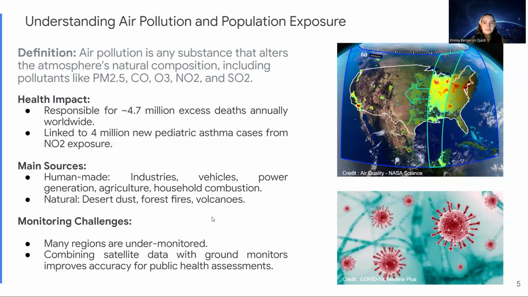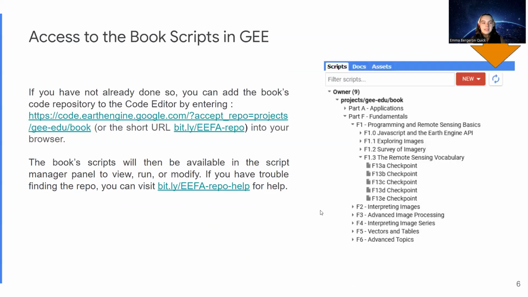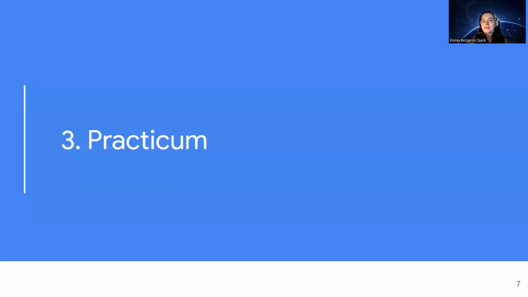So we're going to start with the practice in the next videos, but first you can add the book's code repository to the code editor by entering this link. And all of the book scripts are available in the panel. In the practice scripts, I'm going to copy paste from the checkpoints that we need into a new script, which I really recommend doing if you want to work on a script, because we can't really touch these. It's best not to, so it's best to copy paste as you've probably done with other chapters. So let's get into it.